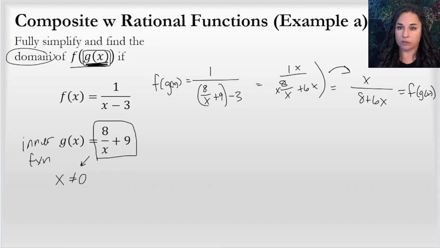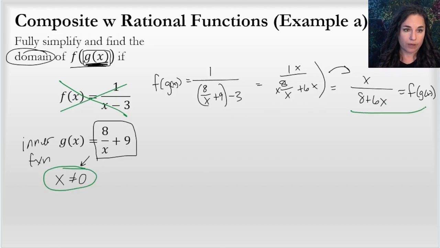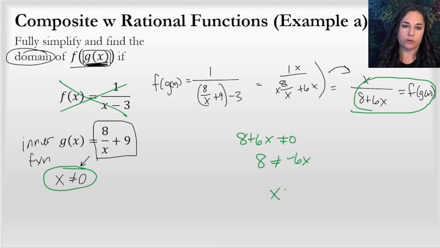Now we need to consider the domain of this function. We don't care about the domain of the original outer function. We care about the domain of the original inner function, and we care about the domain of that final function. So the inner and the final, not the outer original one, okay? So we're going to say that 8 plus 6x cannot equal 0. 8 cannot equal negative 6x, and so x cannot equal negative 4/3, divide by 2 everywhere.